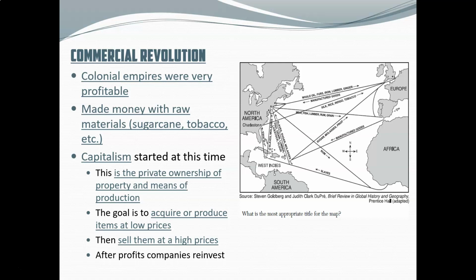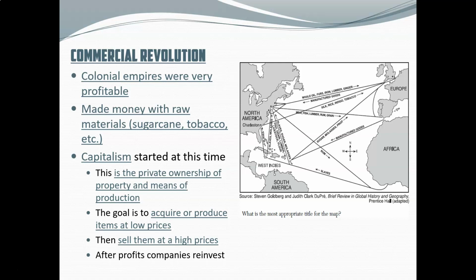And the goal of capitalism is to try to acquire as much as you possibly can and produce all of your items at as low a price as you can so that you can sell them at a very high price. And after you make a profit, you reinvest that back into the company, and over time it continues to build and build and build, and you make more money and more money. So the other name that is given to this map and is kind of the basis of what we're going to study is called the triangular trade.